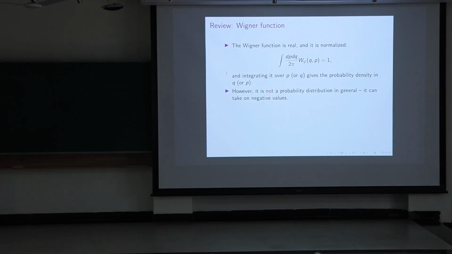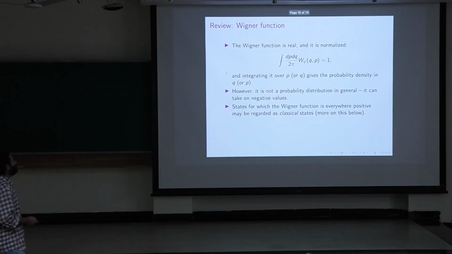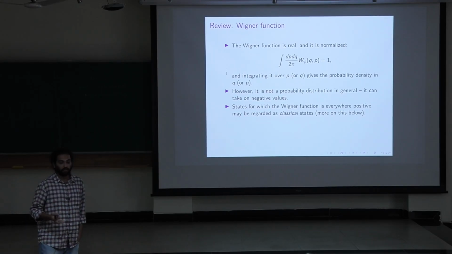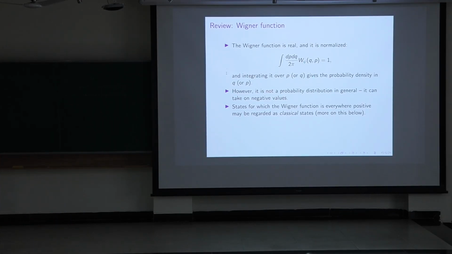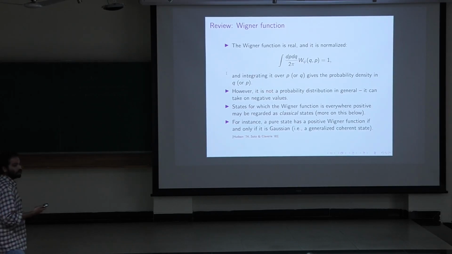Okay, at some points q and p, this thing can become negative. Now, states for which the Wigner function is everywhere positive may be regarded as classical states. Indeed, there are states for which W is everywhere positive. A standard example of this is a Gaussian state.